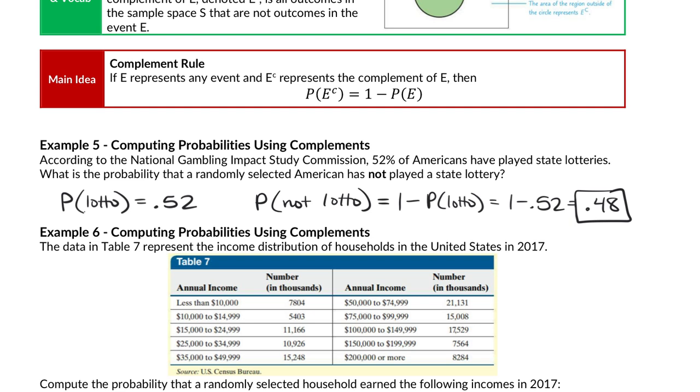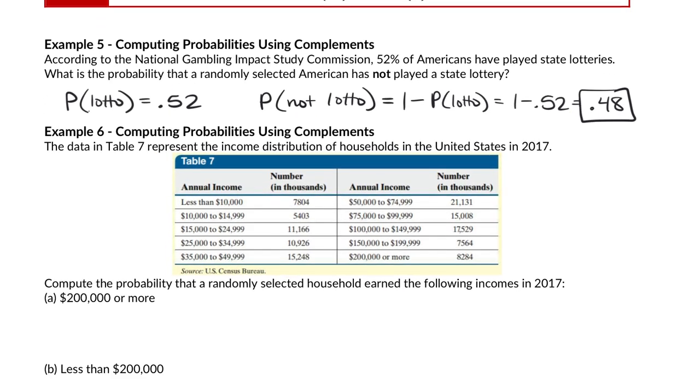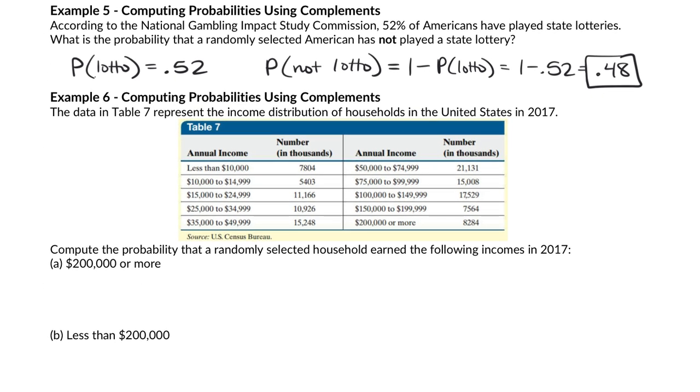If we add this into problems like we've done before, the data in table 7, this is example 6, represent the income distribution of households in the United States in 2017. We're going to first compute the probability that a randomly selected household earned $200,000 or more. Let's see from our table, what is the number of households that did earn $200,000 or more? 8,200. Fabulous.